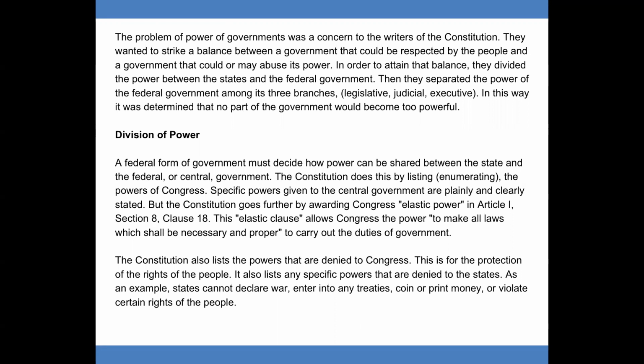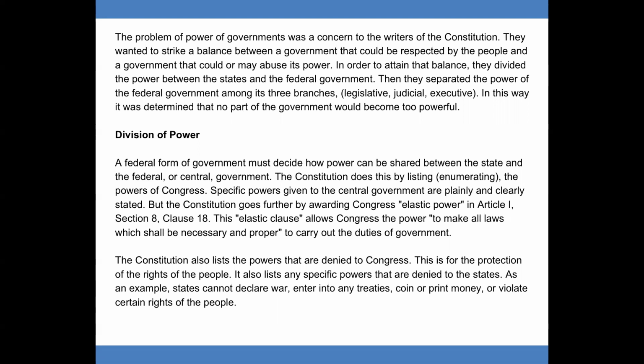Division of power. A federal form of government must decide how power can be shared between the state and the federal or central government. The Constitution does this by enumerating the powers of Congress. Specific powers given to the central government are plainly and clearly stated, but the Constitution goes further by awarding Congress elastic power. In Article 1, Section 8, Clause 18, this elastic clause allows Congress the power to make all laws which shall be necessary and proper to carry out the duties of government. The Constitution also lists the powers that are denied to Congress.